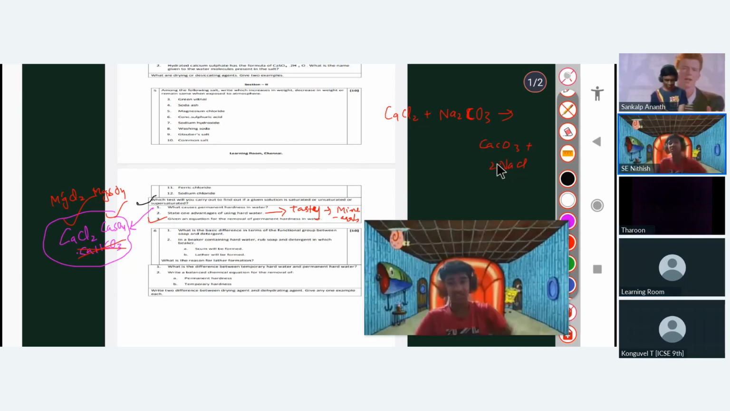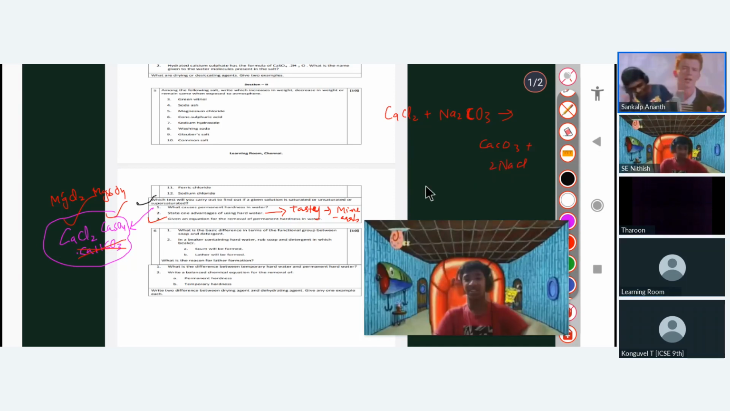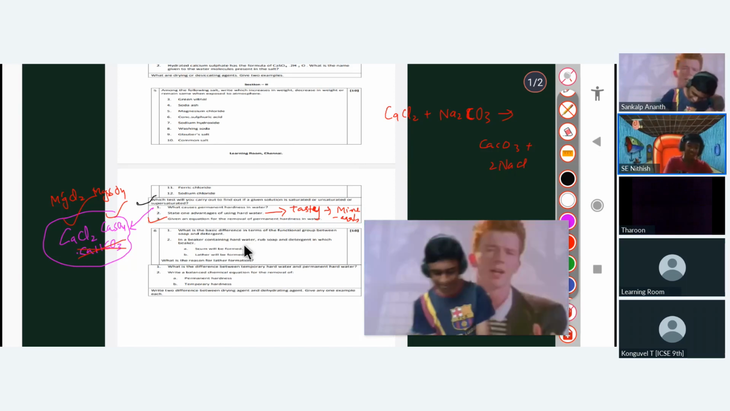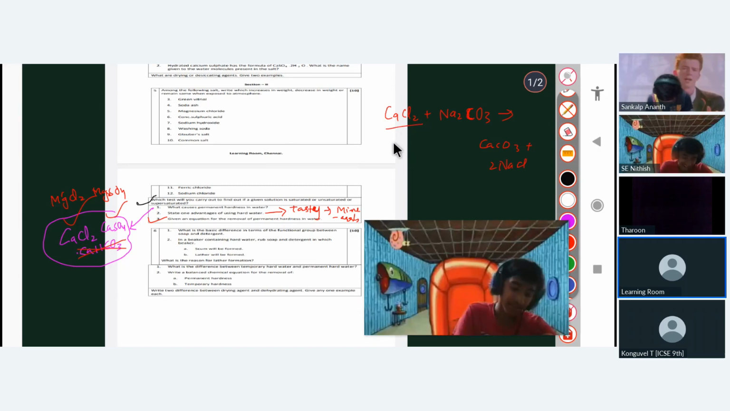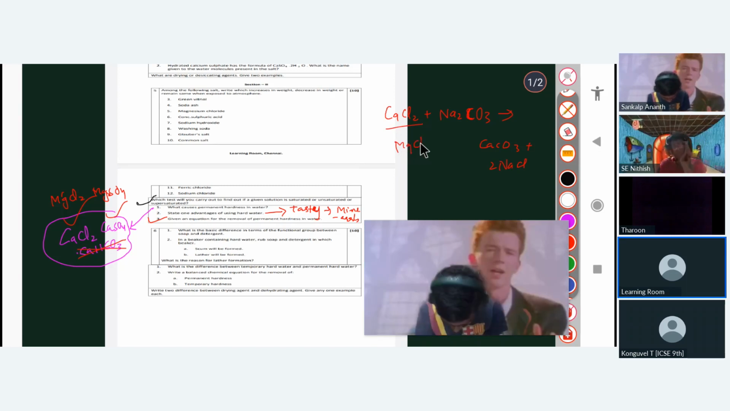Correct. If you are taking magnesium chloride, then that reaction is also correct. If you are taking calcium sulfate or magnesium sulfate, then they are also correct. You can take any reaction. You have to give one basic equation.